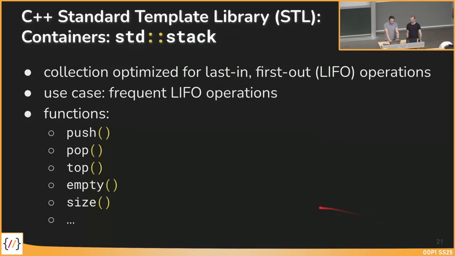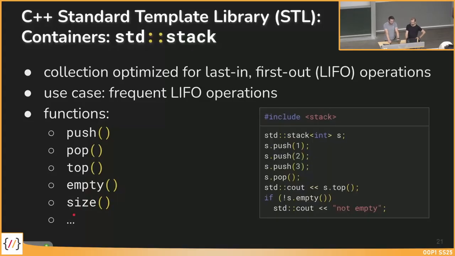Okay, the functions here are, for example, push and pop. Push is to put elements on the stack, pop to take them down. Top is just always the reference to the element on the top of the stack. And empty just returns a boolean if it's empty or not, and the size, again, I think is clear.